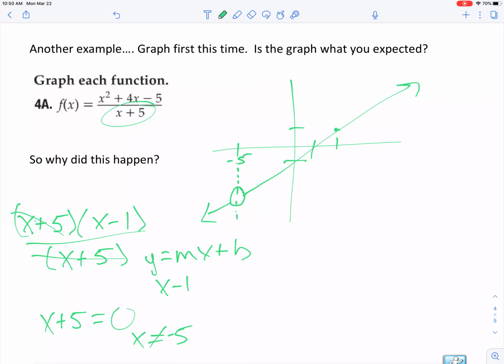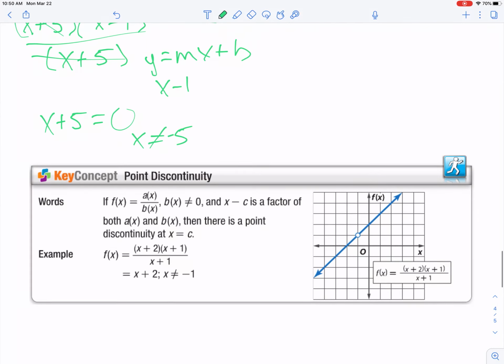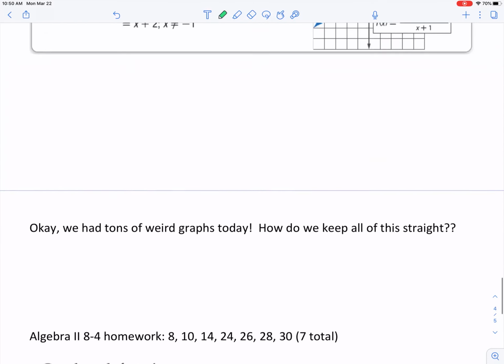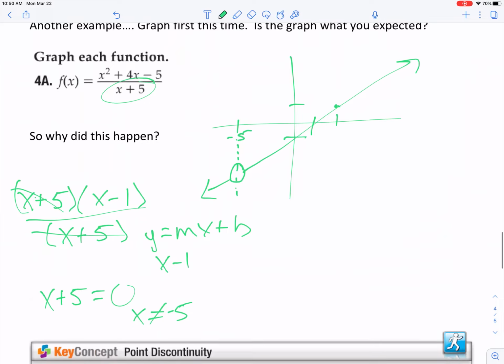Right there. And that's how, if you had to show it on paper, you would just draw a little circle there. Also, here's one where you can see they have just drawn a circle there because there's a hole in that graph. Okay, that is it for today.